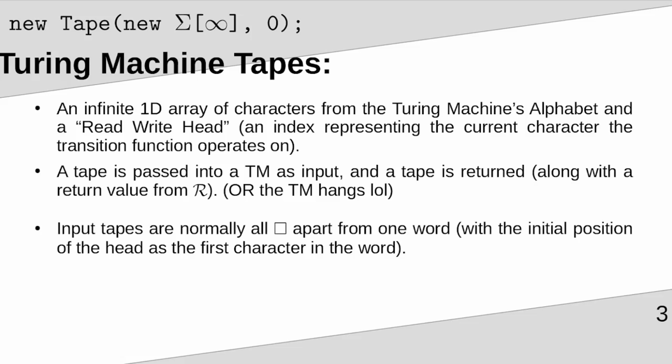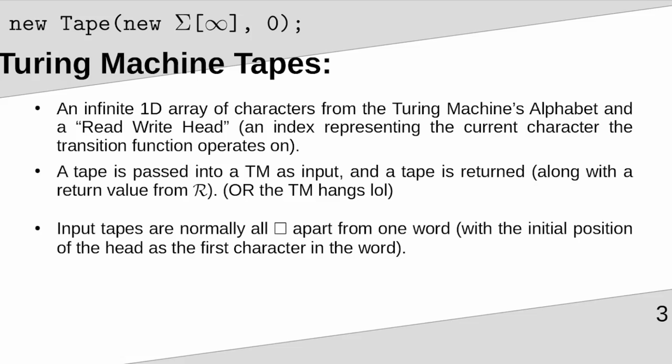You can think of a tape as a kind of bigger function. A Turing machine as a kind of bigger function. So it takes in a tape and it returns the end state of the tape, what the tape looks like after the computation is completed, as well as a return value from the return set. Or it might just hang. It might just have no output.